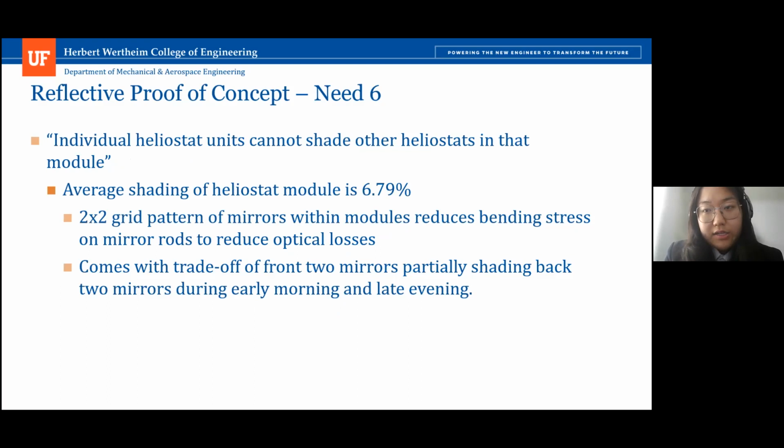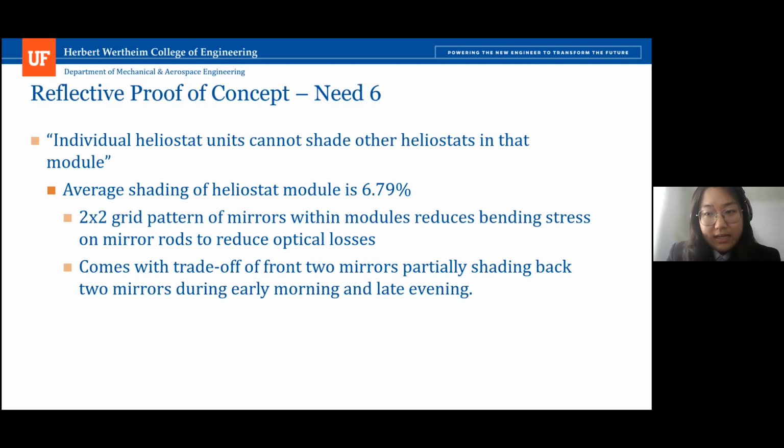In order to keep each heliostat unit from shading the others, we calculated the ratio of the shading area over the reflective surfaces. A geometric method along with the values of angles and distances is used for the calculations. The specific calculation steps are listed in the PowerPoint. We designed the frame and mirror size to lower this value as much as possible. We reach an average shading ratio of 6.79% during a regular day.